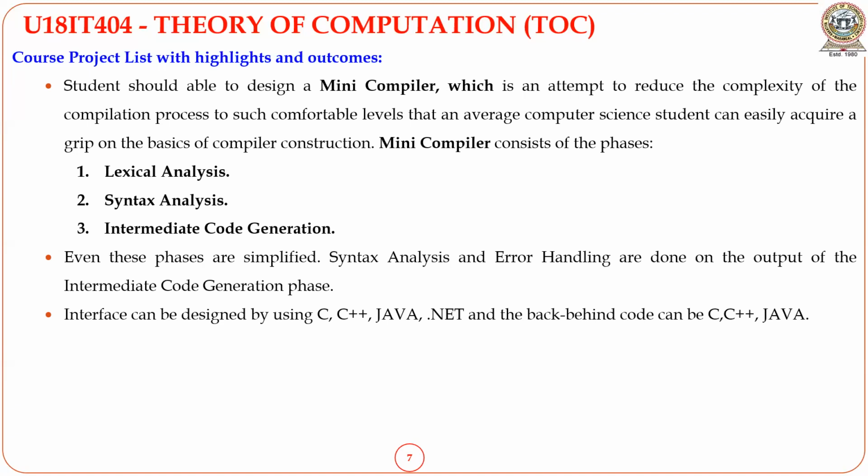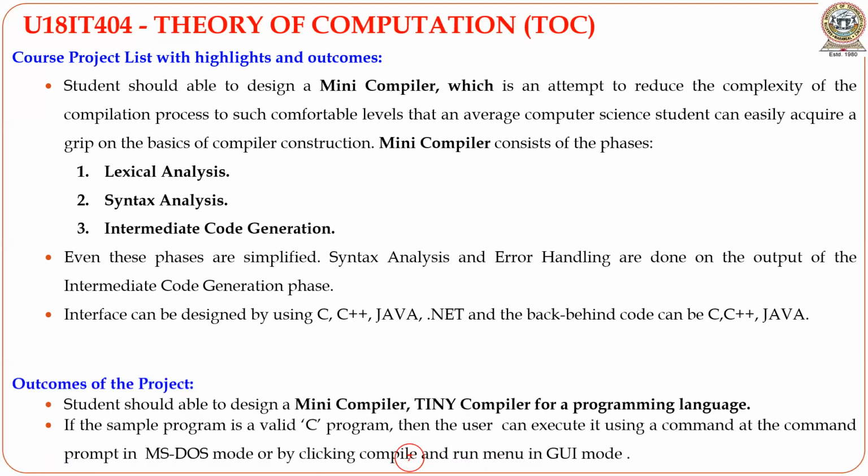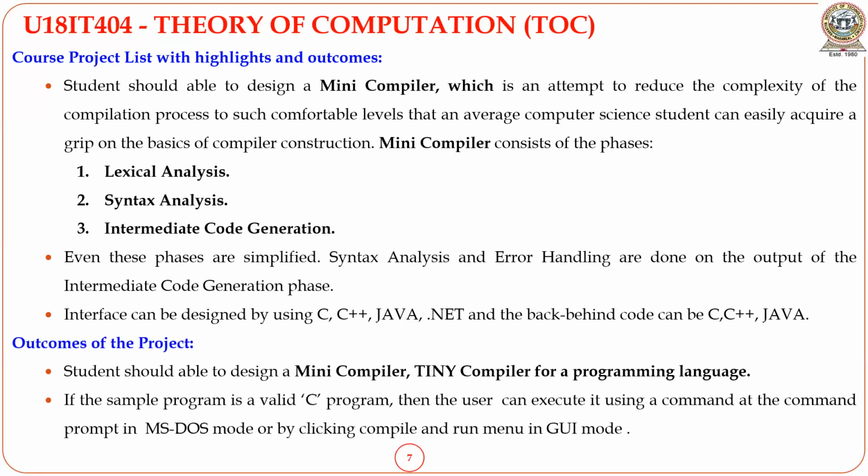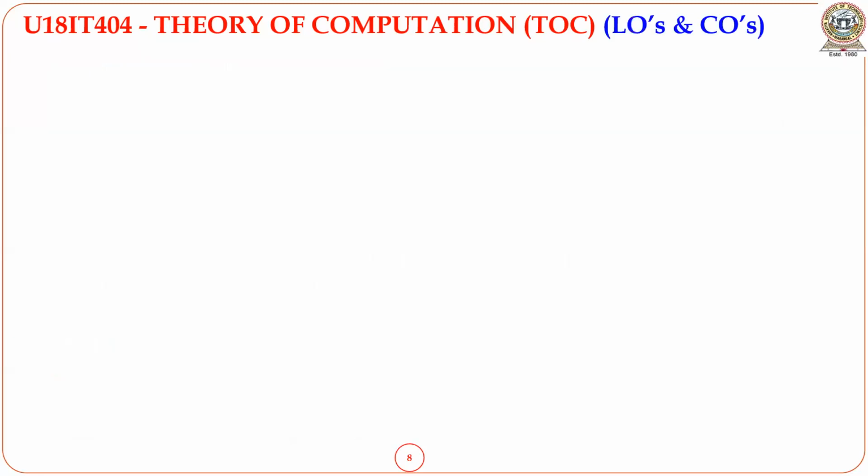The interface can be designed by using C, C++, Java, and .NET. You can use any of these for the interface, and the backend code can be C, C++, Java. Right. So the outcome of this course project should be the design of a mini compiler and tiny compiler for a programming language. And if the sample program is a valid C program, then the user can execute it using a command at the command prompt in MS-DOS.